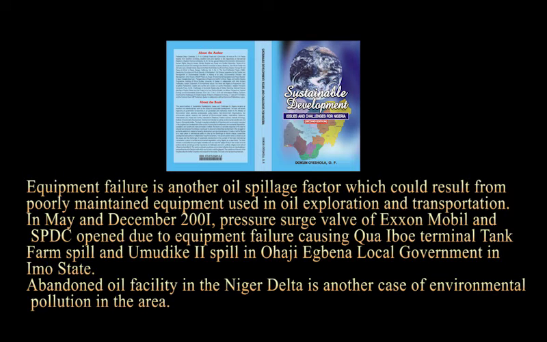Equipment failure is another oil spillage factor, which could result from poorly maintained equipment used in oil exploration and transportation. In May and December 2000, the pressure surge valves of Exxon Mobil and SPDC opened due to equipment failure, causing the Kwaibo terminal tank farm spill and the Umadike 2 spill in Ohaji Egbema local government area in Imo State. Abandoned oil facility in the Niger Delta is another case of environmental pollution in the area.